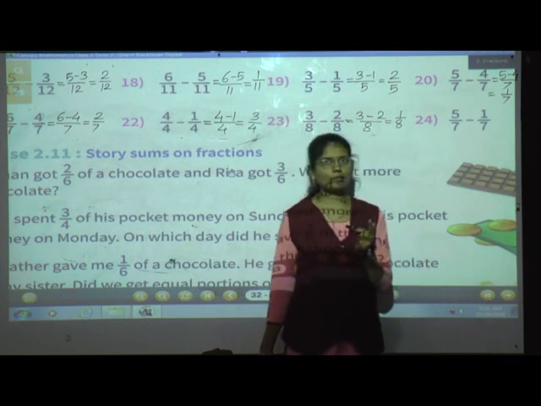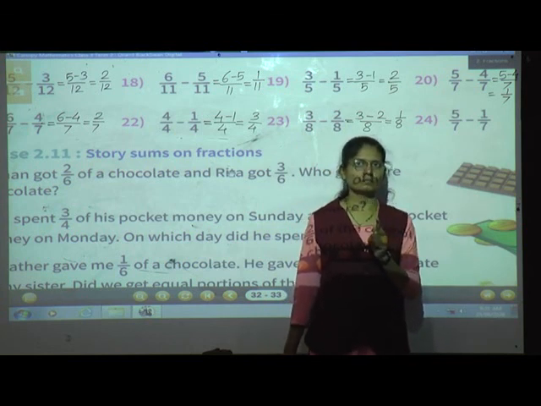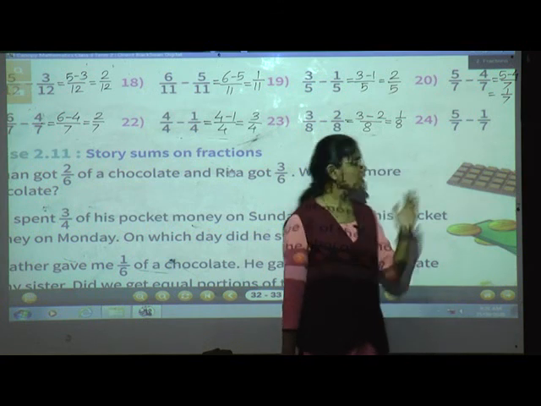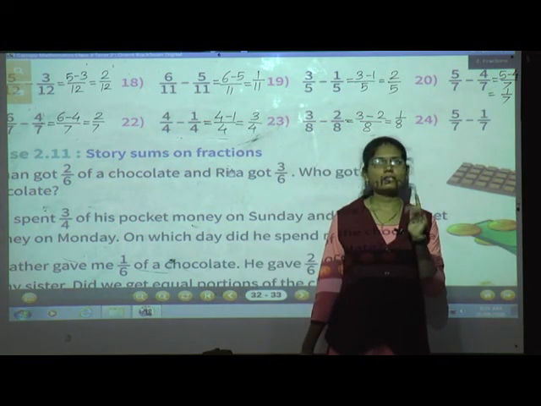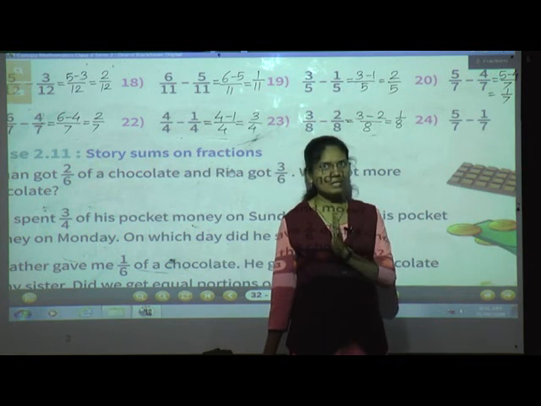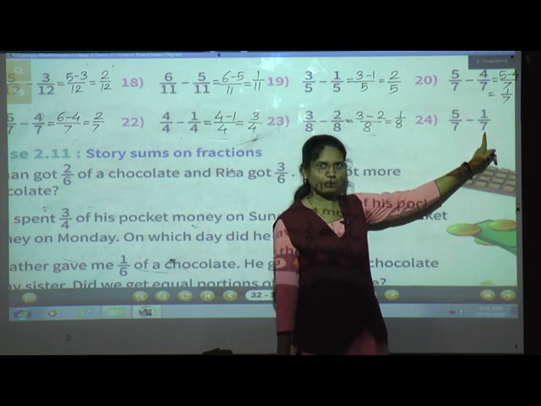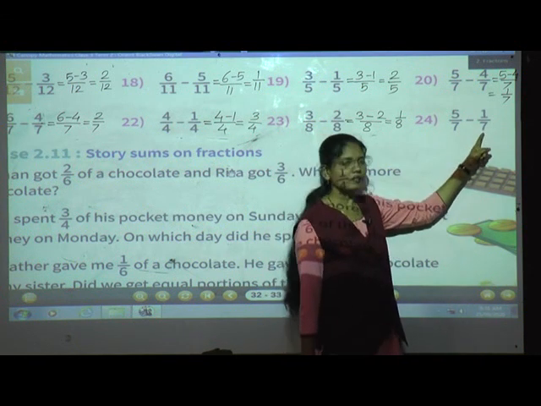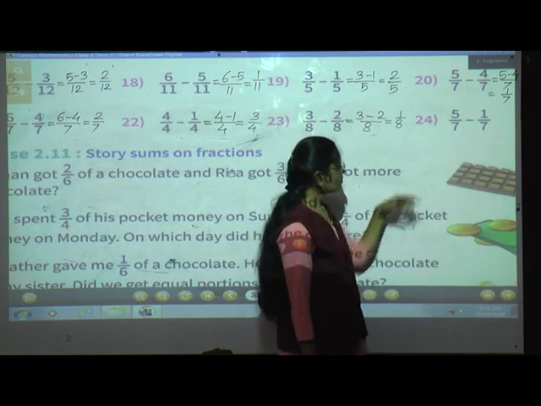Okay, say along with me. Denominator means what? The total parts in which the whole is divided is called as denominator. And what is meant by numerator? Numerator is nothing but the parts which are taken away, that is called as numerator. Now see this fraction 1 by 7. What is the numerator? 1 is the numerator. And what is the denominator? 7 is the denominator.